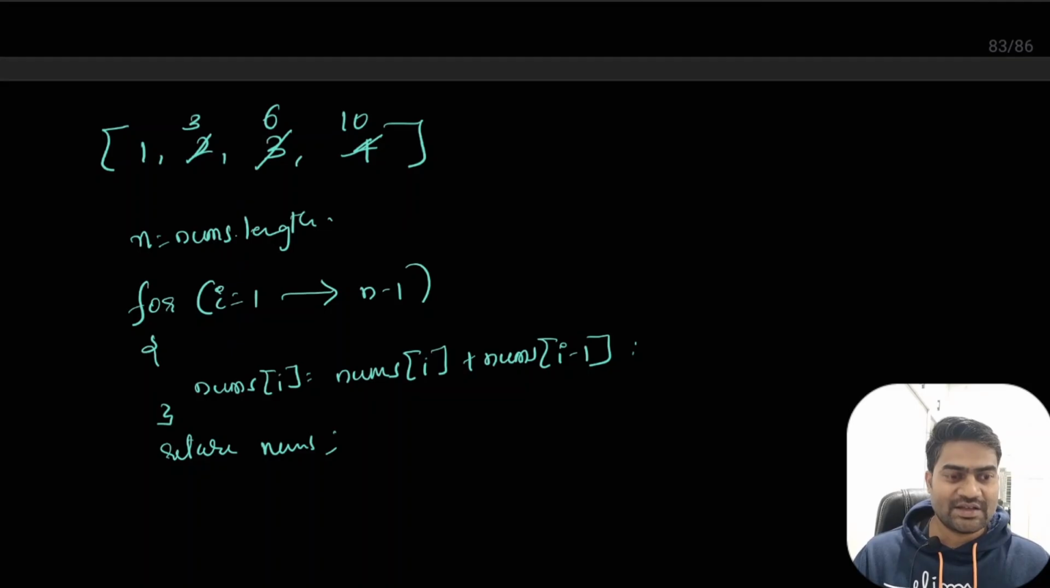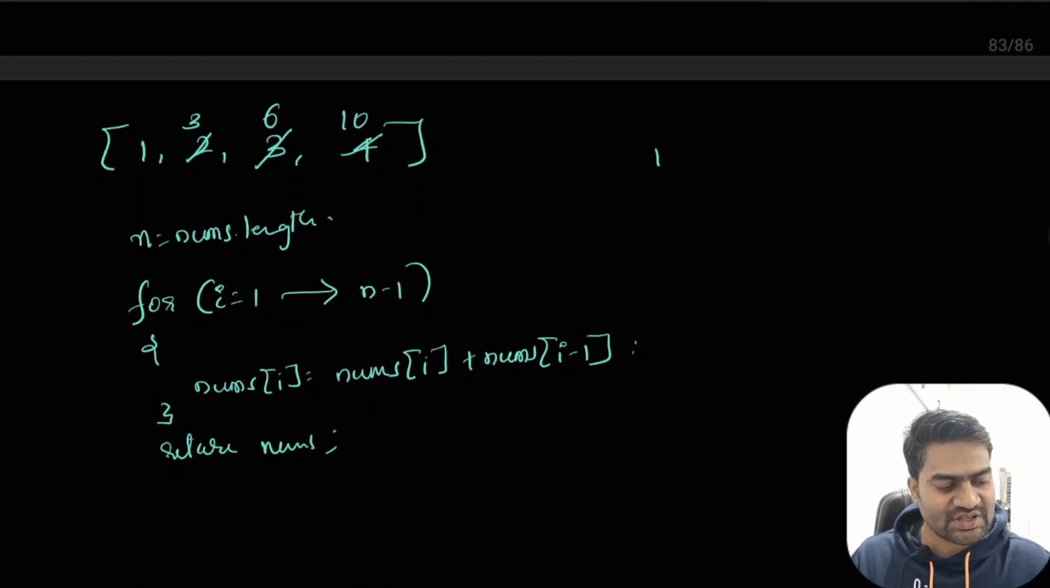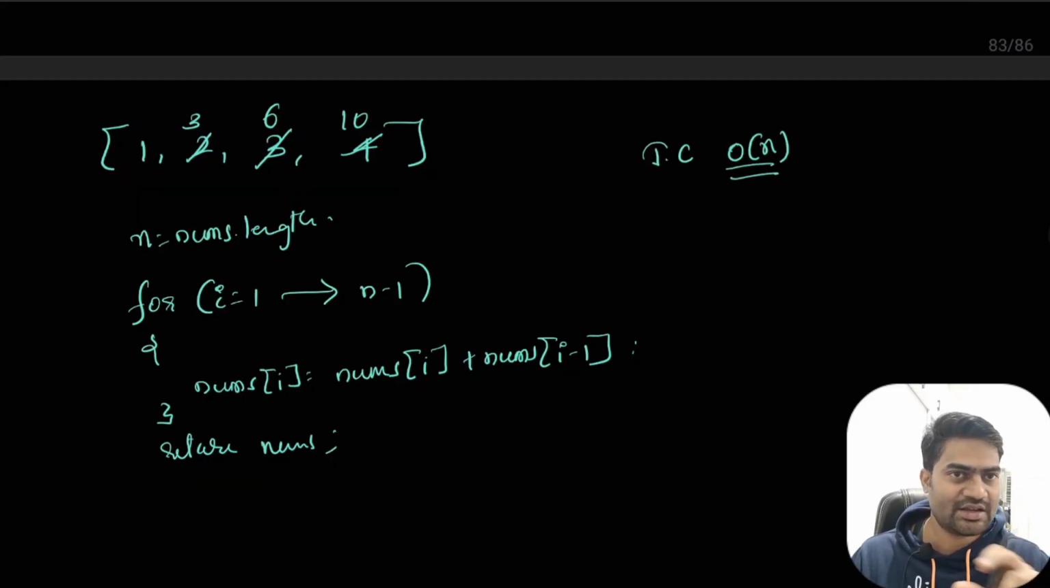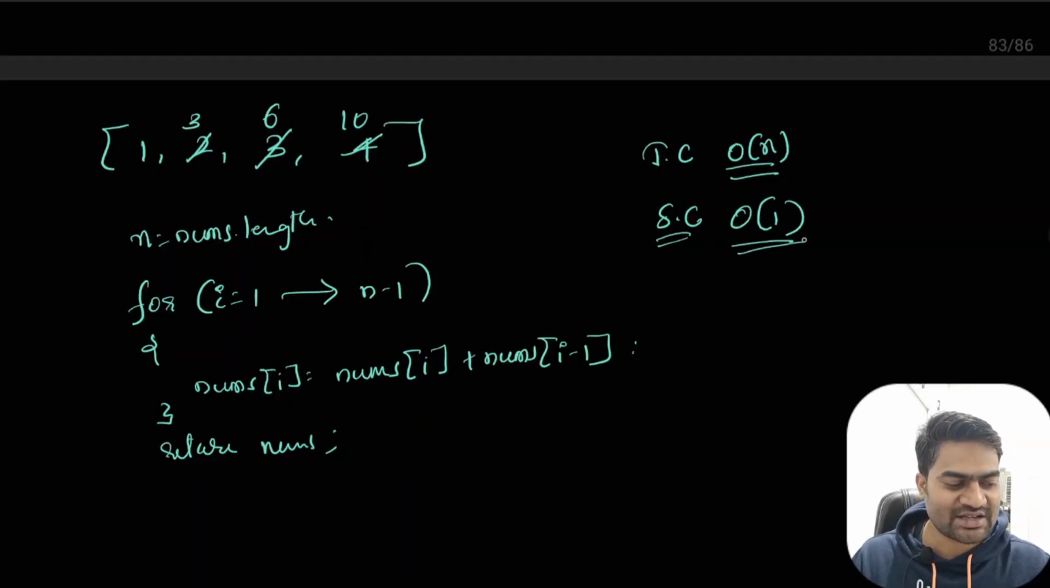So this is the best solution because if you see the time complexity, it is of order n. It gets processed in only a single iteration. If you see the space complexity, we are not using anything extra. That's where the improvement happened. So its space complexity is of order 1.